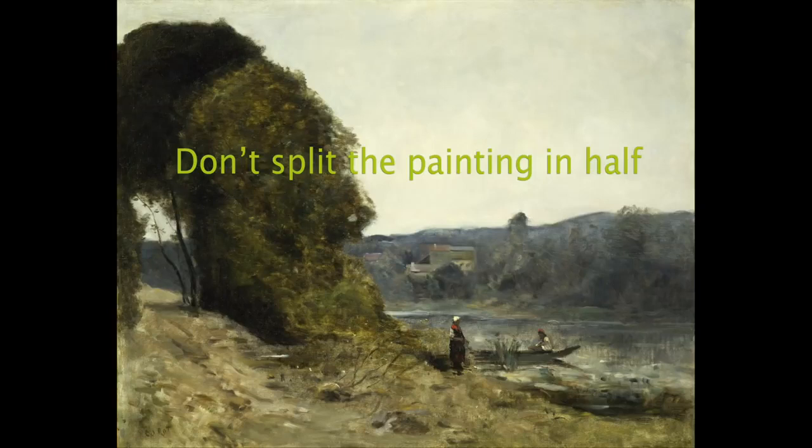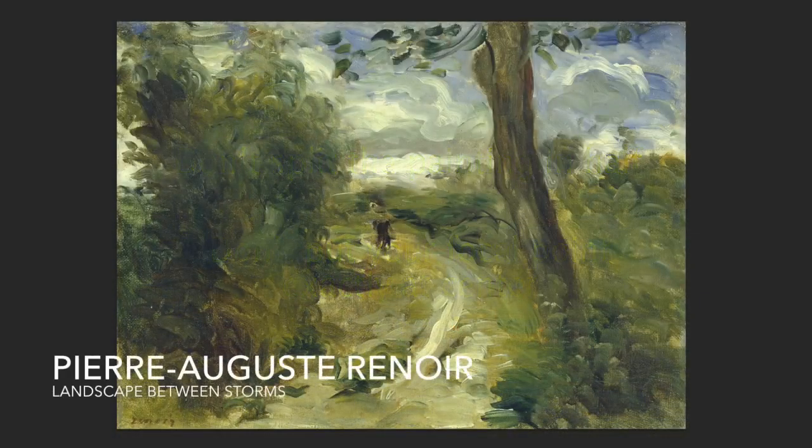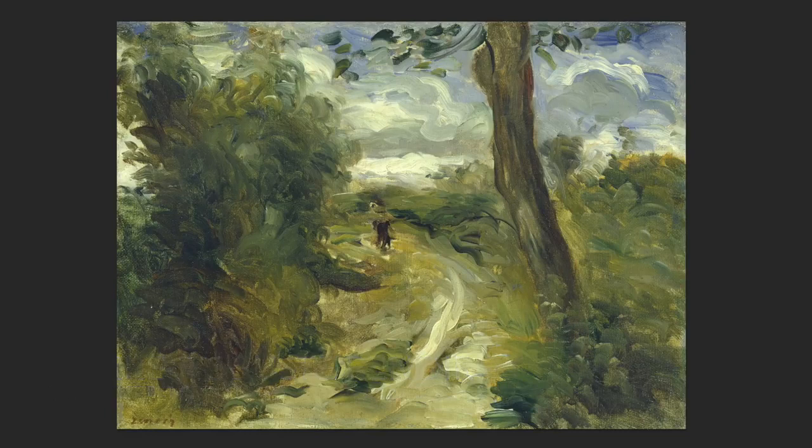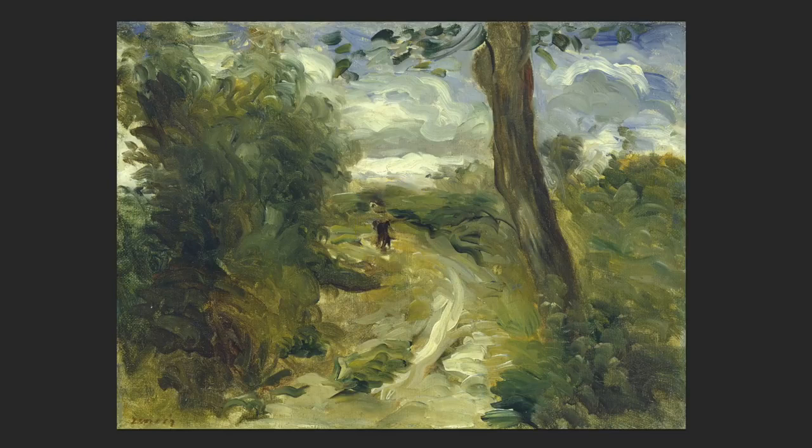Another common rule is, don't place your focal point at exactly the center of your painting. It happens that Renoir has broken that rule and successfully gets away with it. As you can see, if you place crosshairs dividing up the painting, and then you circle the center, you find that he put his figure right in the middle, and he makes it work.